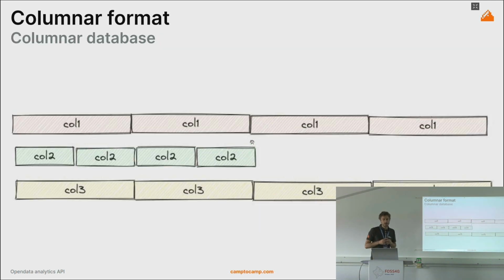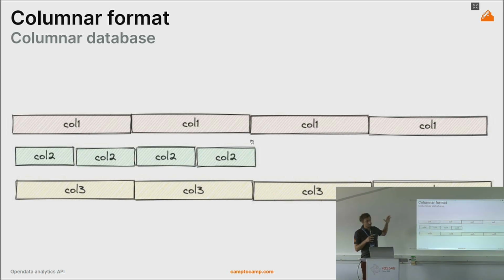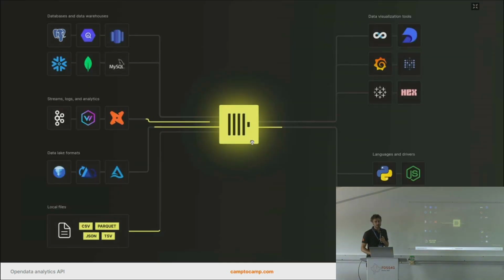Why? Columnar format just reverses the position of the columns and the rows. And if you want to perform an analysis on column 1, you can just go straight through and have an instant result. So this has to be considered, but actually it depends on your use case.